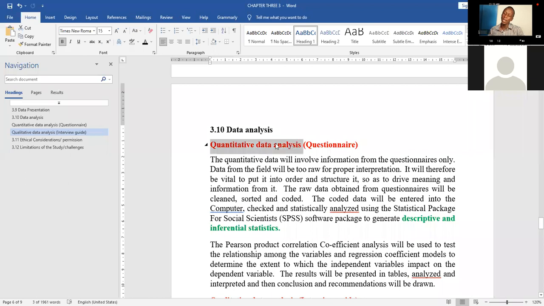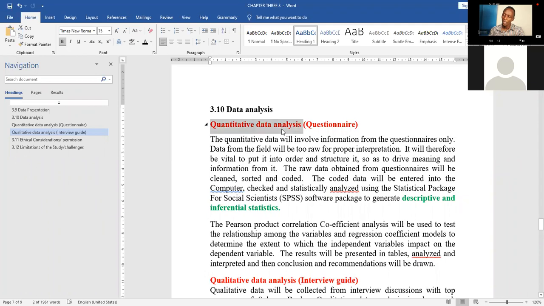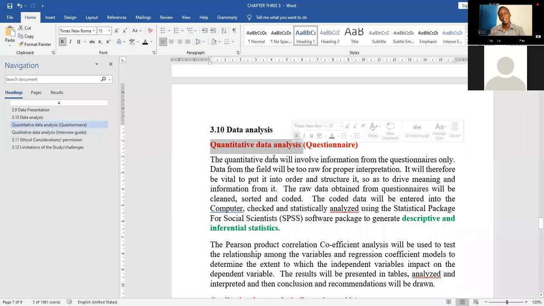So quantitative data analysis, that is analysis of data that is coming from where? From questionnaires. When someone says quantitative, I remember telling you that quantitative is a questionnaire. Whereas qualitative data analysis, that is analysis of data coming from where? From the interview guide. So the difference is that quantitative data analysis has to do with analyzing data that comes from the questionnaire.